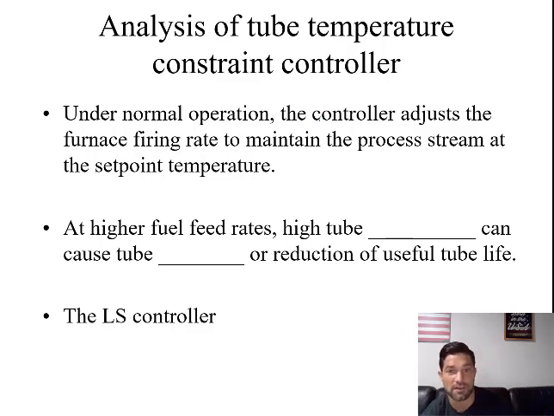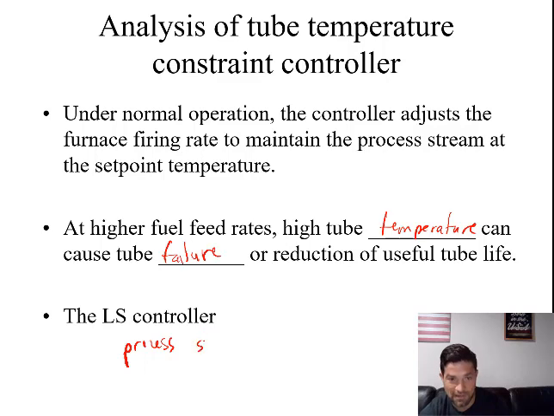Again, this says under normal conditions, the controller adjusts the furnace firing rate to maintain the process stream at the set point temperature. Okay, we showed that. At higher fuel flow rates, high tube temperatures can cause tube failure or reduction in useful tube life. So the low select controller selects the process stream set point at normal conditions, but here I want to write this as summary.